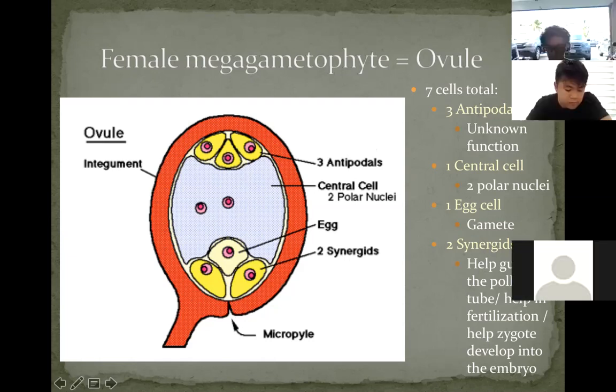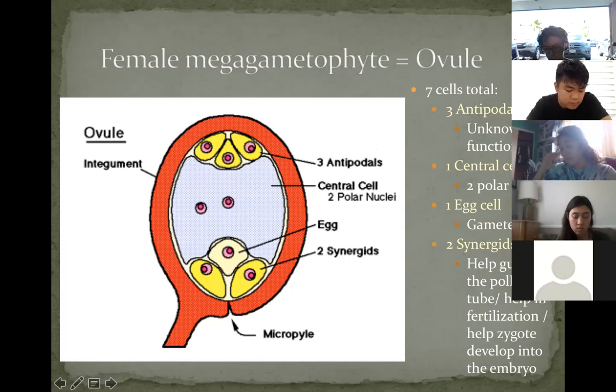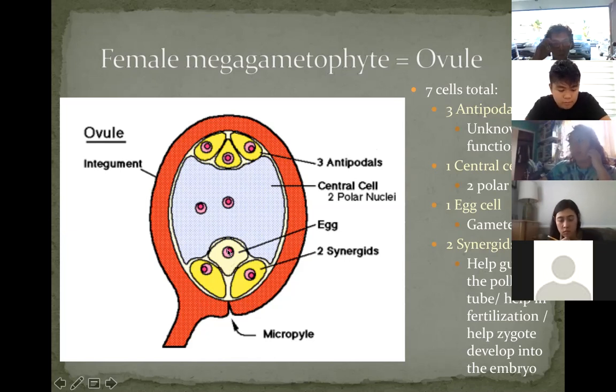So if you think back to the gymnosperms, the pollen grain was made up of two cells: the tube cell and the generative cell. The generative cell was the one that produced the sperm, and the tube cell was the one that produced the pollen tube, hence the name tube cell. The synergids basically help guide that pollen tube to the egg, and the pollen tube carries those two sperm cells to the egg so that it can fertilize it and then produce a new embryo.